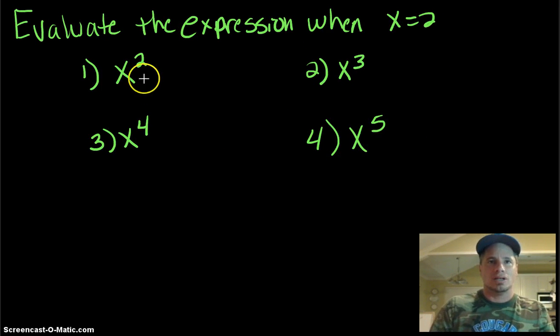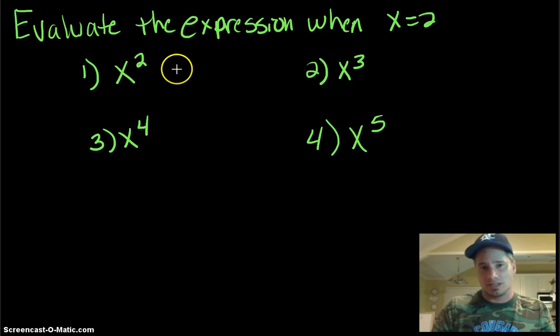Evaluate the expression. Now, the word evaluate we learned last time. Evaluate something means to get an answer. So that's what we want to do, evaluate. We want to get an answer. This is an expression. It doesn't have an equal sign, but it has an operator and it has variables. It's an expression. Okay, so x squared.